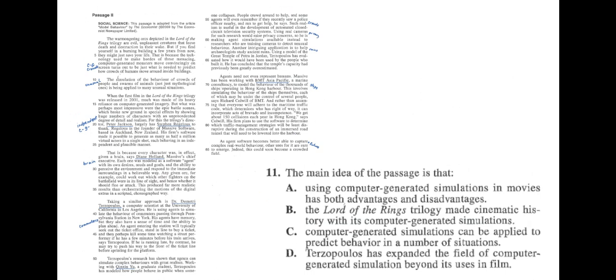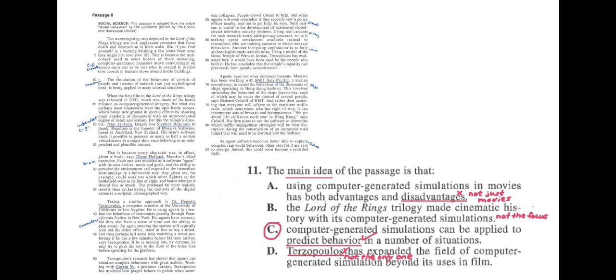And our last one, we're going back to the main idea of the passage, right? What is the main idea? Using computer-generated simulations in movies, it's not just about movies. It's about a lot more. The Lord of the Rings trilogy, that's not the main idea. Choice C, computer-generated simulations can be applied to predict behavior in a number of situations. Yeah, that's what it really talks about. The last one has just that one scientist. It's about more. So that's probably a fairly easy question after going through all of the questions.